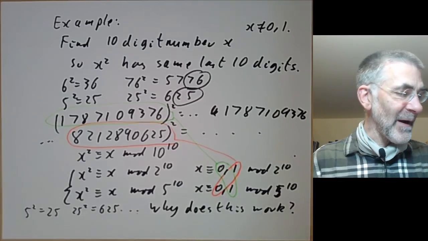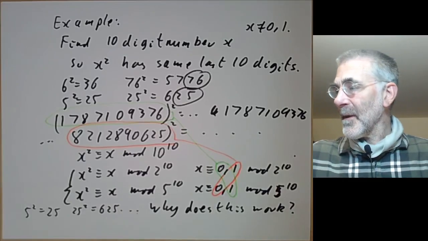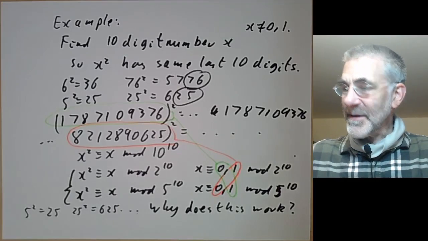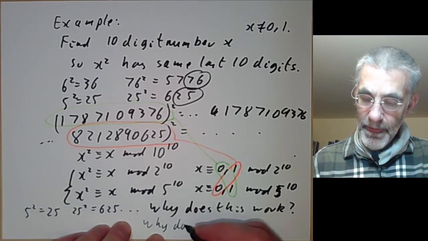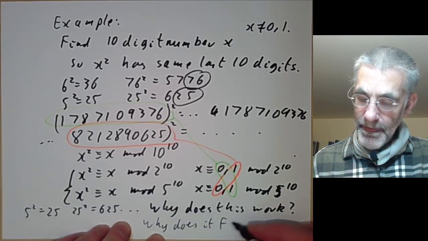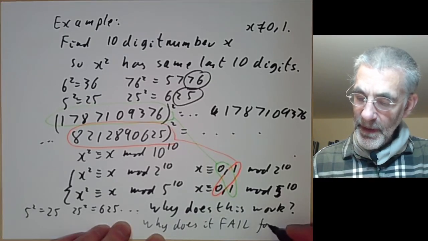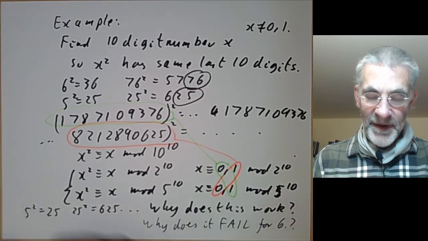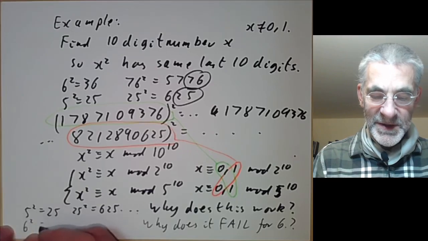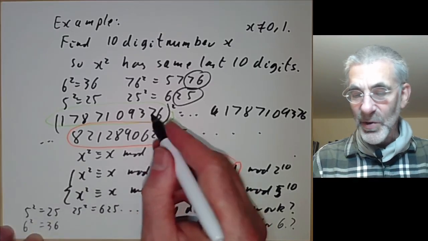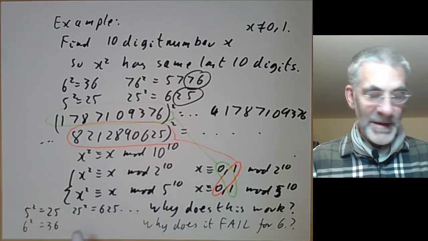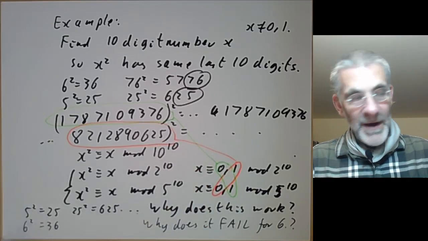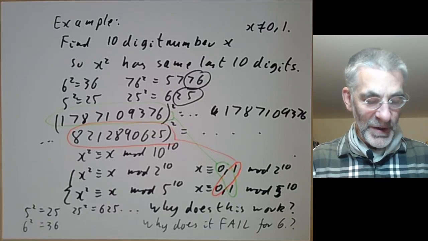And if you figure out why that works, I'll now have another exercise. Why does it fail if you start at 6 rather than 5? So if you start at 6, we start with 6 squared is 36, and that's not giving us something ending in 76. So you can try and figure out what the difference between 5 and 6 is, which makes this thing work for just one of them.